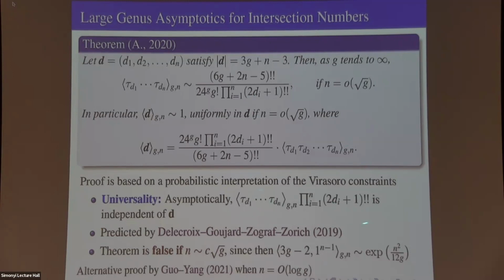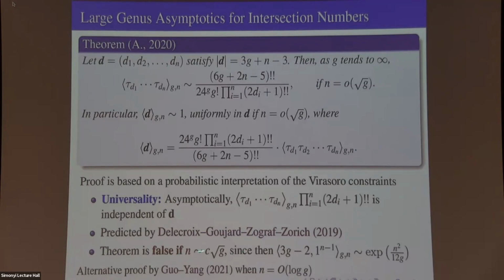This is actually a fairly standard normalization of these intersection numbers. If you take a fairly standard normalization of the intersection numbers, then you get something that's independent of the d asymptotically. Now the statement I should make is that this was predicted by a group of 4 authors back in 2019. And it was kind of surprising when they predicted it, because no one believed that these intersection numbers would have any sort of tractable asymptotics.